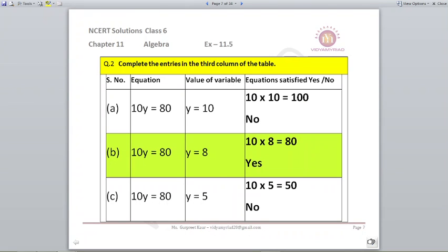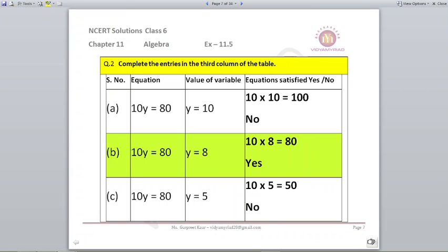Question number 2. Complete the entries in the third column of the table. Now the third column says whether the equations are satisfied or not. So we will just write yes or no, but of course we will explain why. For the first one, equations are given to you and the values of the variables are given. So what we are going to do is, in the equation we will put that value for the variable and see whether the left hand side is equal to the right hand side or not. And based on that we will write our answer yes or no.